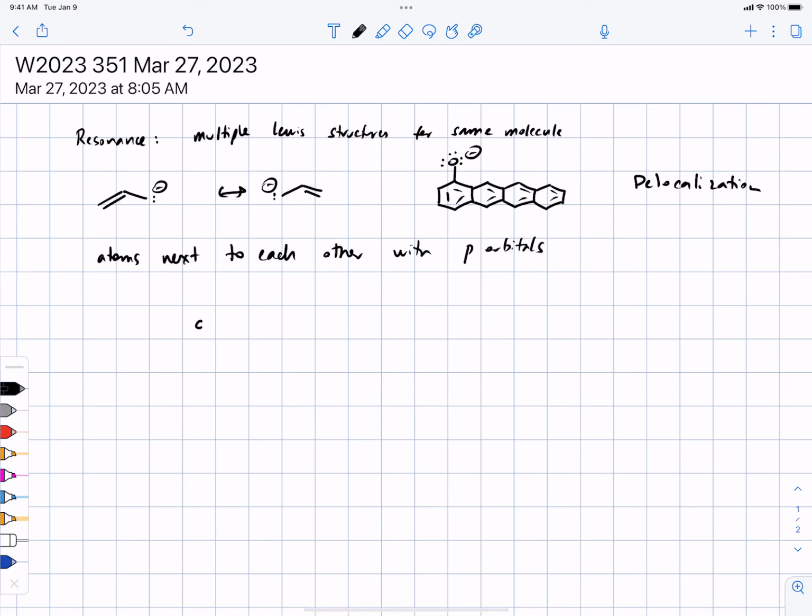What about this? Are we in a resonance situation with this molecule? This molecule is called an allene. I've drawn its geometry in a specific way.